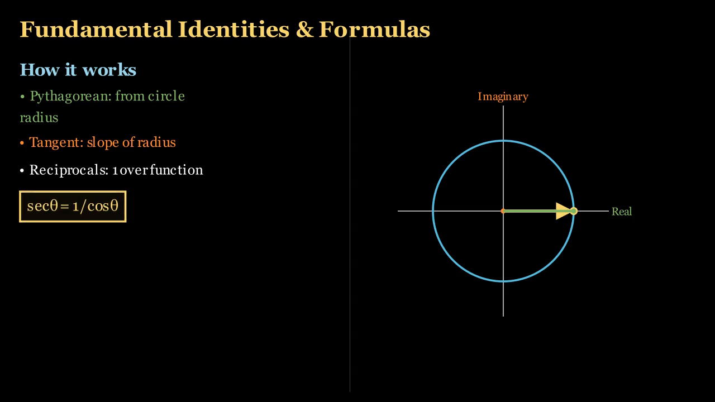These names come from Latin. Secant means cutting, because it cuts the circle, and cosecant is the complementary secant. Let us use the Pythagorean identity to solve a concrete problem.